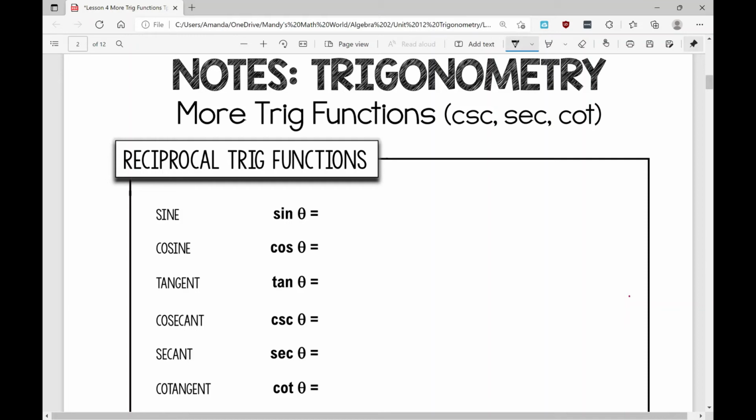In our lesson 4 notes in our trigonometry unit for Algebra 2, we're going to dive into some more trig functions. The trig functions that we're going to add to the mix today are the cosecant, secant, and cotangent trig functions. So we've already looked at the sine, cosine, and tangent functions, and we have looked at the ratios, right? X over r, y over r, y over x.